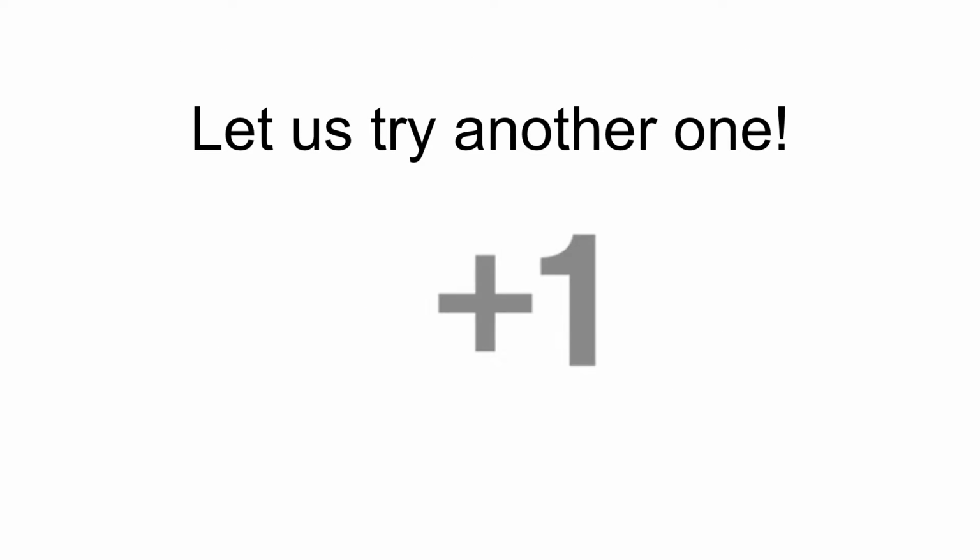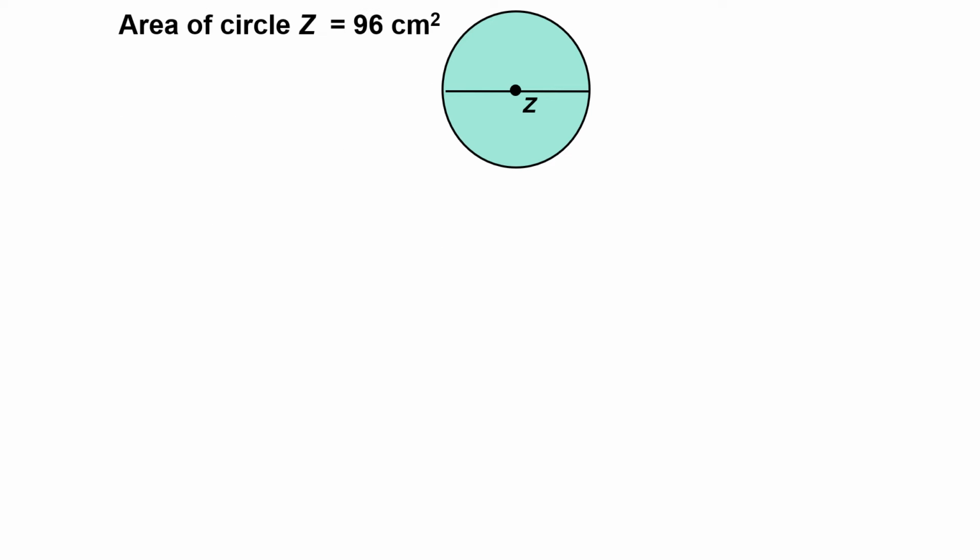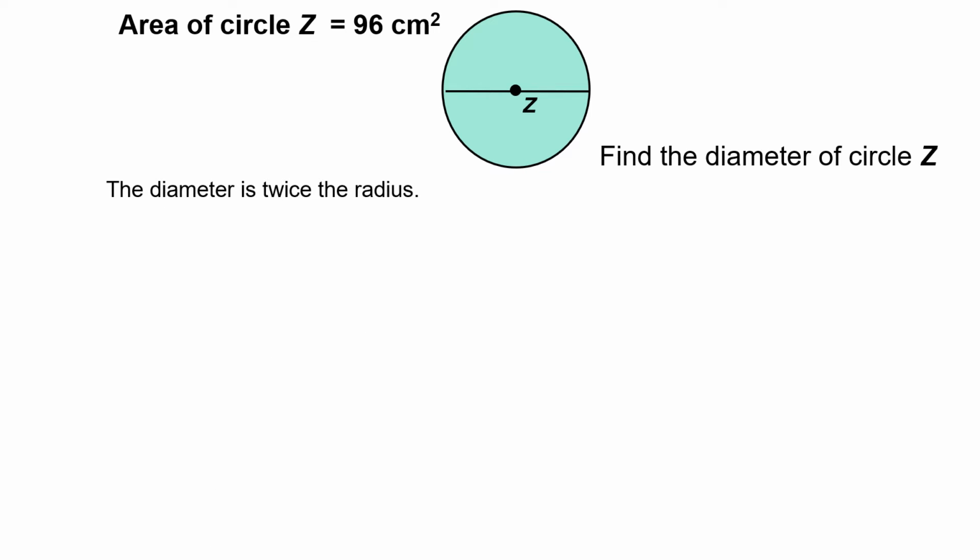Let us try another one. We are given the area of circle Z as 96 squared centimeters. We are asked to find the diameter of circle Z. Now, what do you know about diameter and radius? That's right, the diameter is twice the radius. We do know to find the area of a circle, we use pi r squared.